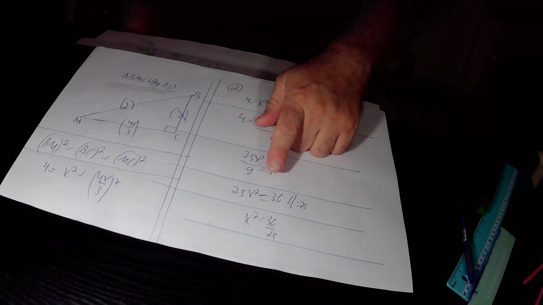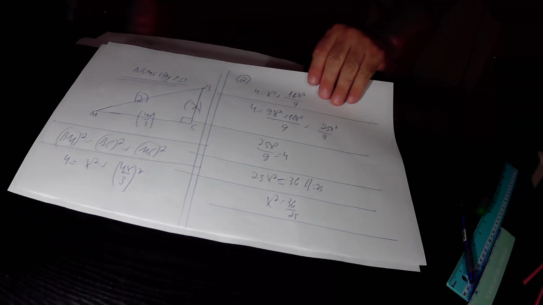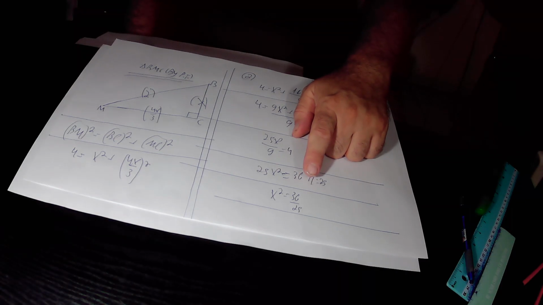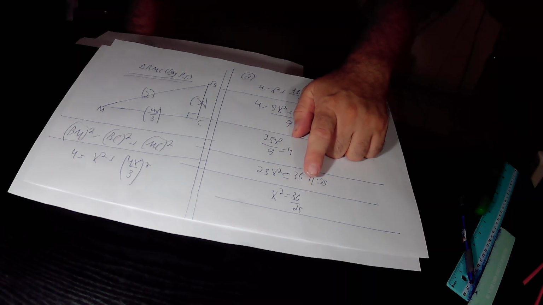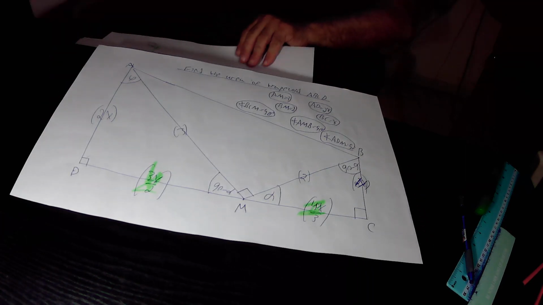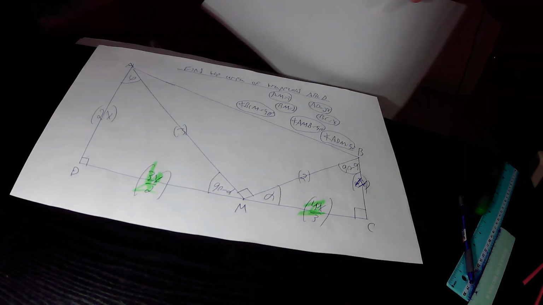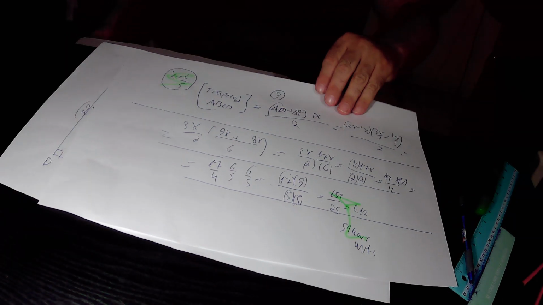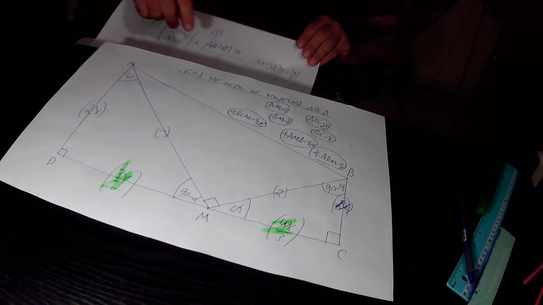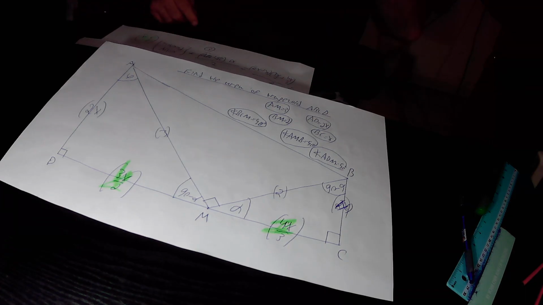So here we took the square root of this equation and finally found out that x equals the square root of 36, that is 6, over the square root of 25, that is 5. So x equals 6/5. We found out that x equals 6/5. Our mission is to find the area of this trapezoid ABCD.